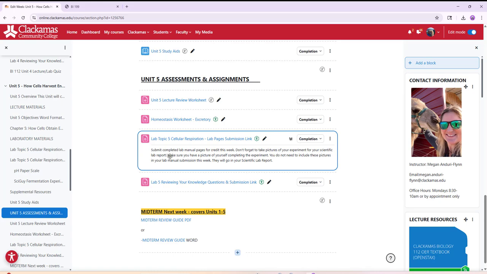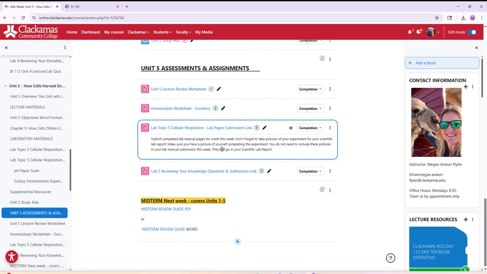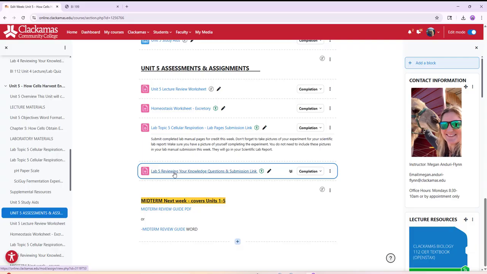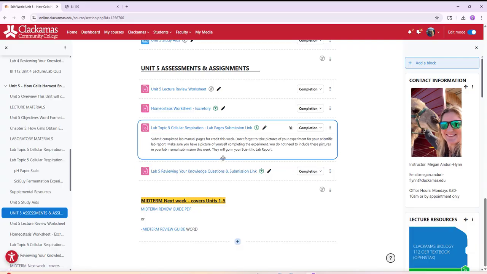Once you're done with your lab, you're going to be submitting your lab manual pages for credit. You don't need to submit pictures of your experiment because that's going to go in your lab report. So this is just the lab manual pages. And then you have your reviewing your knowledge assignment that goes along with the lab manual. Okay.